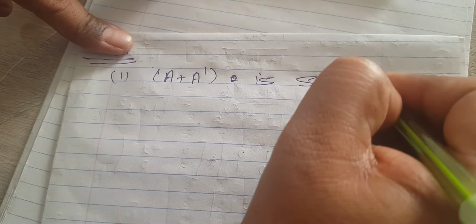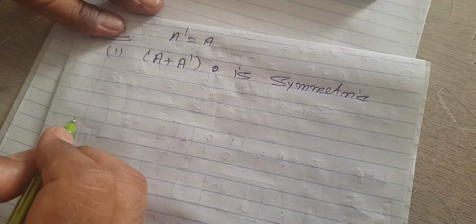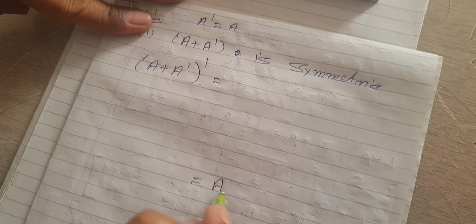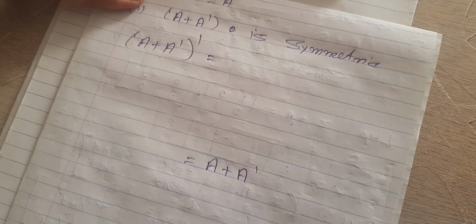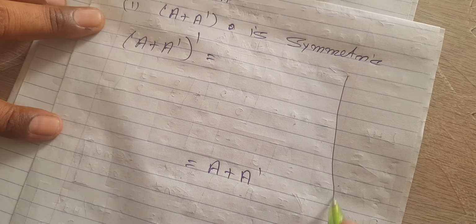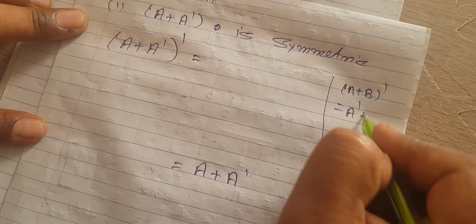A plus A dash is symmetric. What is the meaning of that? When do we say symmetric? When A dash is A, it is symmetric. So can I say A plus A dash whole dash has to be what? A plus A dash. Now proving is also easy. See, we use the property: A plus B whole dash is equal to A dash plus B dash.